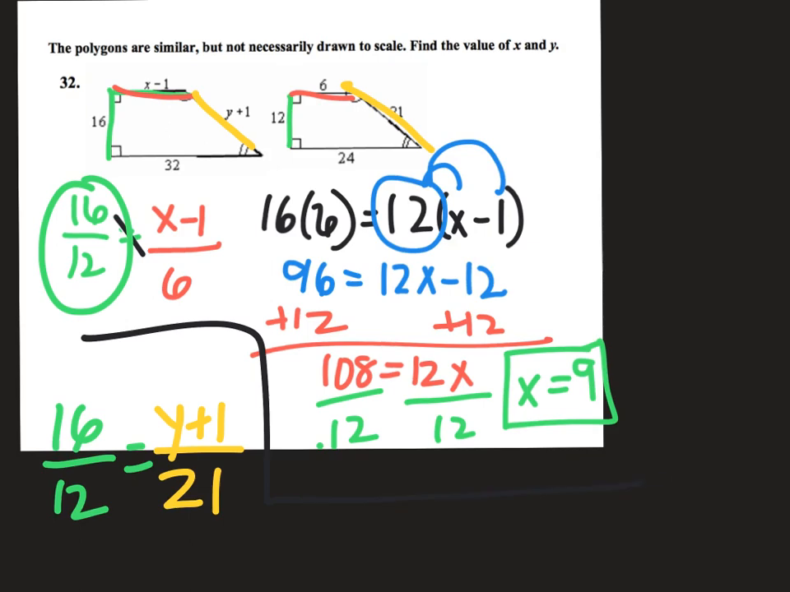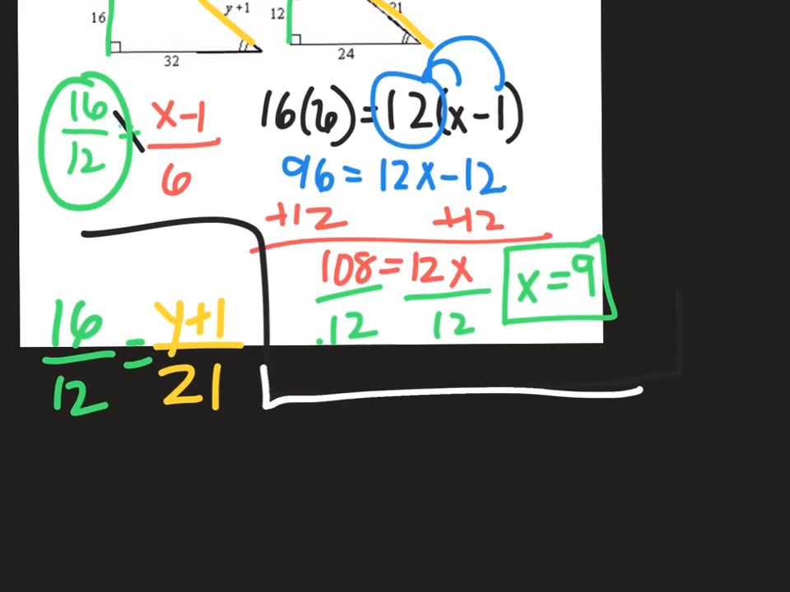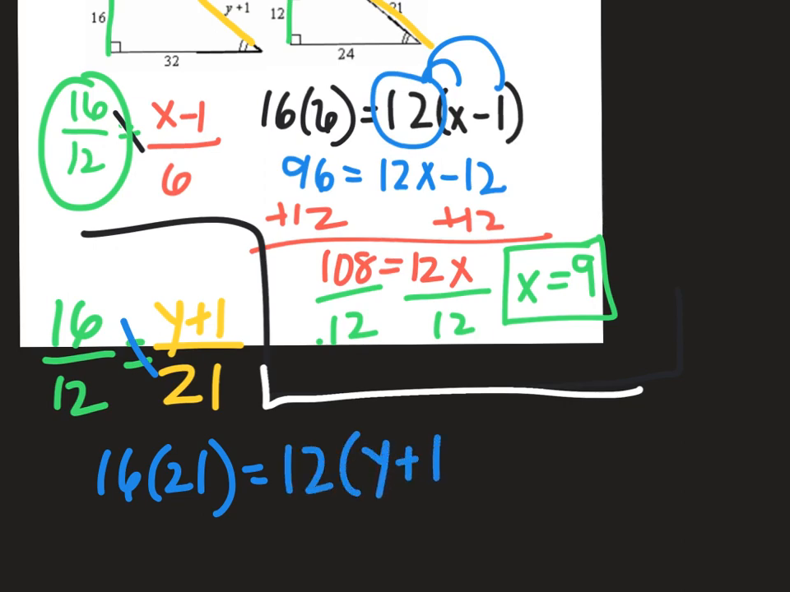I'm just going to section this off a little bit. I'm actually going to change that to white because apparently we have a blackboard now. All right, so we are going to go ahead and cross multiply. So I'm going to do 16 times 21 equals 12 times y plus 1.